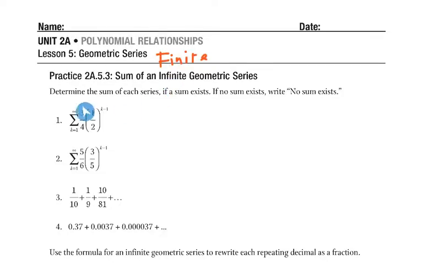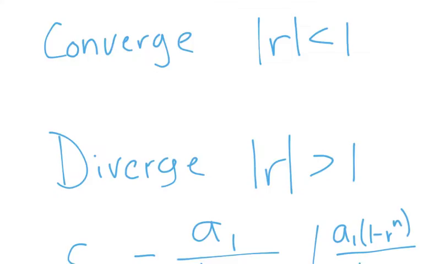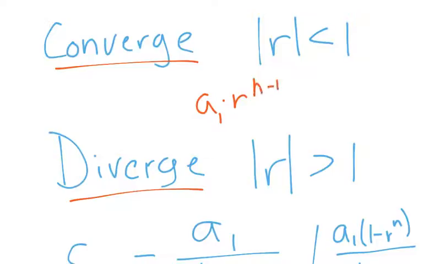Infinite meaning they don't end. Finite, they had a certain number up here. Infinite, notice it's to infinity. Or it just keeps going. Okay, so first thing, a few things to talk about. We've got these two words, converge and diverge, thinking about that formula, our a sub 1 times r to the n minus 1.